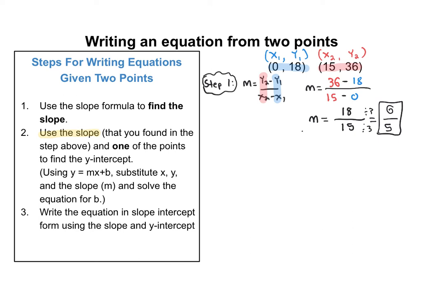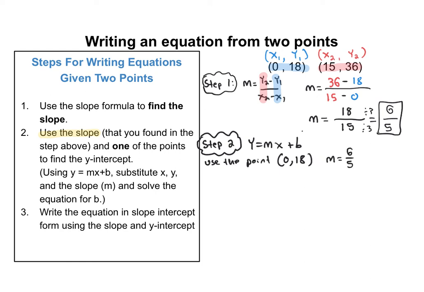So for this next piece, you can pick any point for step 2. It'll work for both, since both of those points are input and output pairs of the same function. We've just designated it so. I'm always kind of looking for which one looks the easiest for me to use. So I'm going to go ahead and use my first point. Remember, we're looking for y equals mx plus b. I'm going to use the point 0, 18. And I know that m equals 6/5.